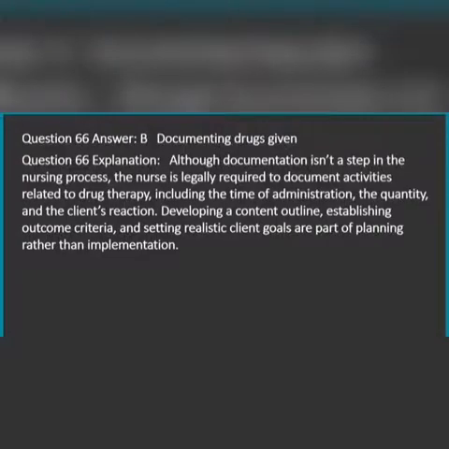Question 66 Explanation: Although documentation isn't a step in the nursing process, the nurse is legally required to document activities related to drug therapy, including the time of administration, the quantity, and the client's reaction. Developing a content outline, establishing outcome criteria, and setting realistic client goals are part of planning rather than implementation.